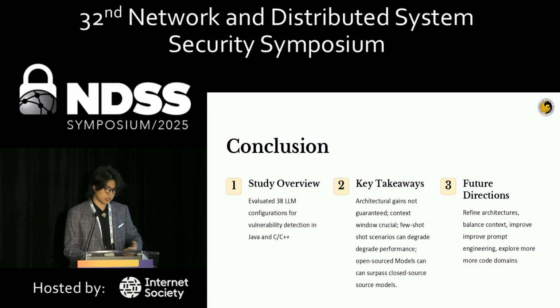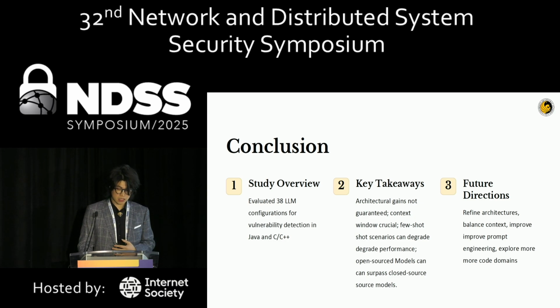So in conclusion, we tested 38 large language model configurations on Java and C or C++ vulnerability detection tasks, seeing that models like Llama can excel but still vary greatly by language and setup. Large context windows often help, though architecture upgrades like Llama 3 and Phi 3 aren't guaranteed to outperform an older version such as Llama 2 and Phi 2. Few-shot prompts can unexpectedly hurt performance, and strong Java outcomes don't always transfer to C or C++.